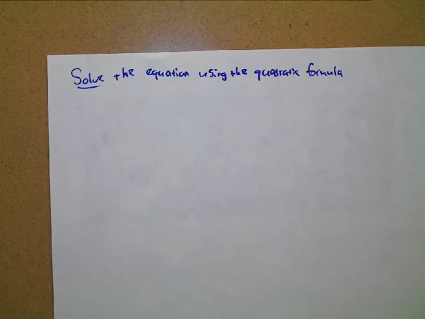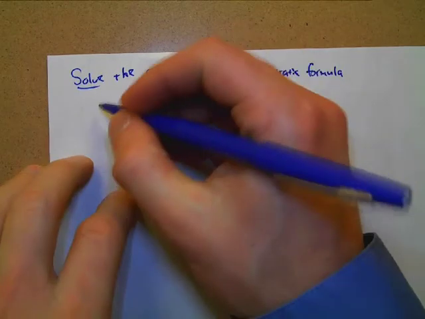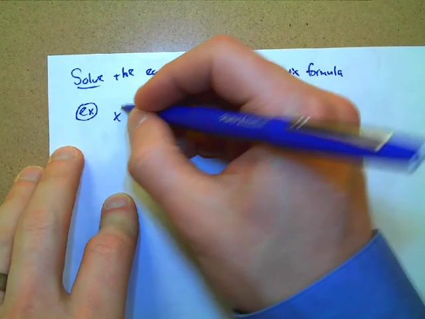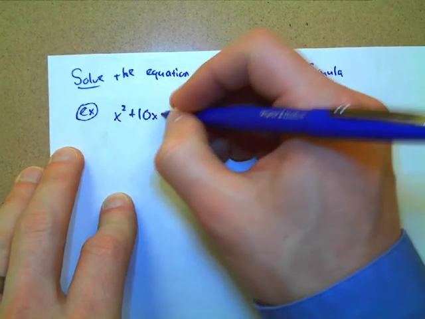So this is different. We're not finding the number of solutions. We are finding the actual solutions. Okay. So let's start with an example here. We'll do x squared plus 10x minus 7 equals 0.